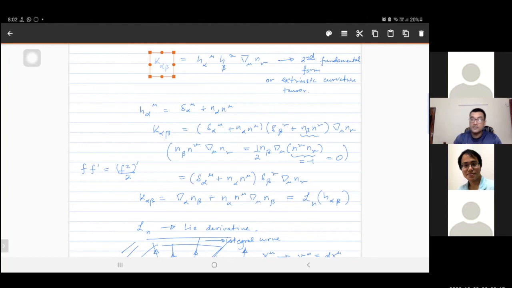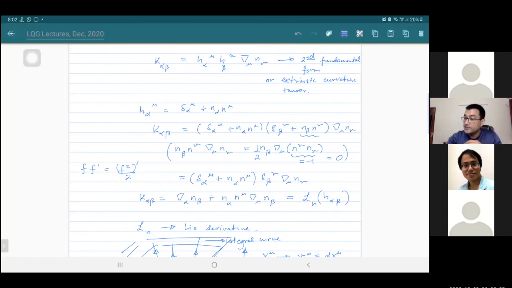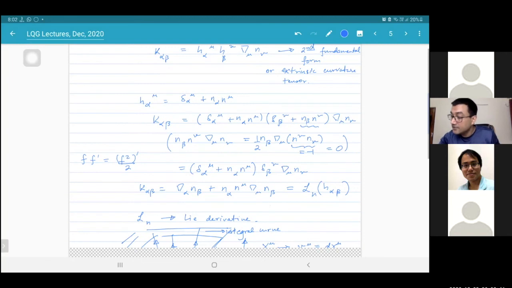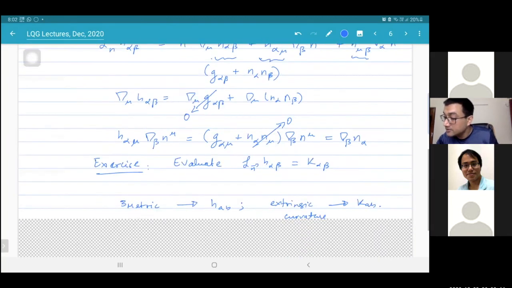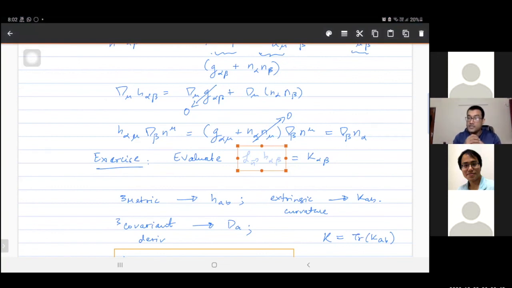But the thing is that those quantities depend on the embedding of the lower dimensional manifold. So you can embed the manifold in different ways. Like I said, you can embed a sheet of paper in this way to make it flat, or you can make it a cylinder. Okay. And the other thing is the fact that the extrinsic curvature turns out to be equal to this quantity, the Lie derivative of the intrinsic metric in the normal direction.